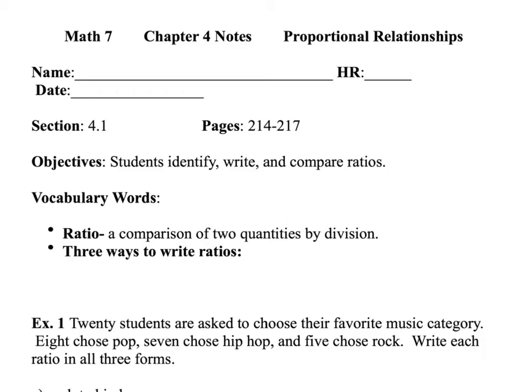Let's start Chapter 4 on proportional relationships. Section 4.1 is all about identifying, writing, and comparing ratios. The definition of a ratio is a comparison between two quantities by division. Now there are three ways to write a ratio.